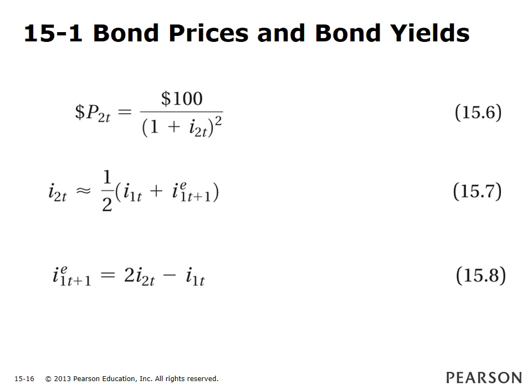When the yield curve is upward sloping, this tells us that financial markets expect short-term interest rates to be higher in the future. When the yield curve is downward sloping, that is, when long-term interest rates are lower than short-term interest rates, this tells us that financial markets expect short-term interest rates to be lower in the future.